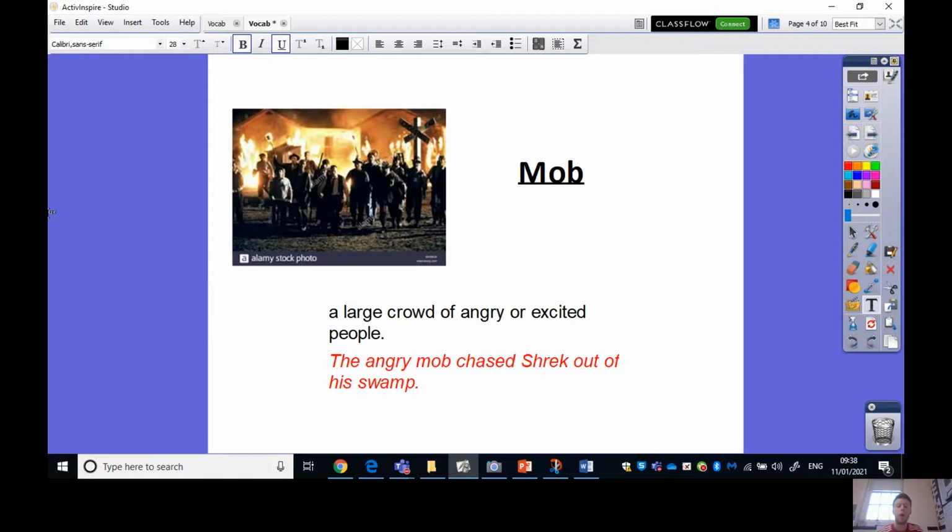Our third word is mob. Mob, fantastic. Mob means a large crowd of angry or excited people. So if you've seen the movie Shrek, you will know that an angry mob chased him out of his swamp. So it's a really good one to try and visualize if you've seen the movie Shrek. They were an angry mob, just like this picture shows as well. It's a mob of angry people, or it can be excited as well sometimes, but quite often it means angry. Just like in our story with Zoe, the angry mob are coming after her because she is escaping without them.